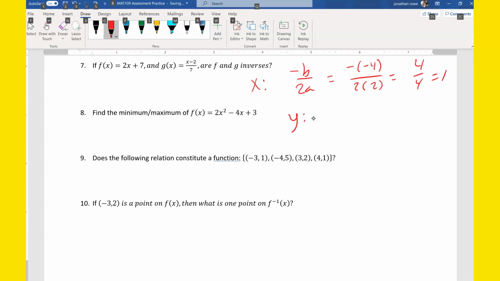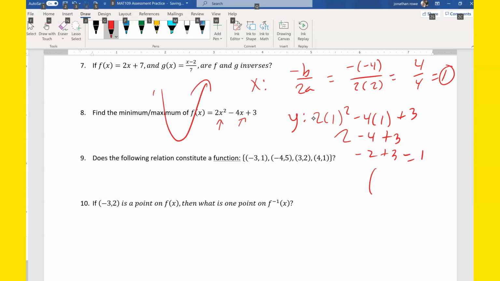And then find the y-coordinate by plugging that x-coordinate into the x values here. And so that's going to be 2 times 1 squared minus 4 times 1 plus 3. So that's 2 minus 4 plus 3. 2 minus 4 is negative 2 plus 3 is 1. And notice that this thing opens which way? This is a parabola, and since the very first term is positive, it's a parabola that opens up. So I'm finding the minimum value then. The minimum value is 1.